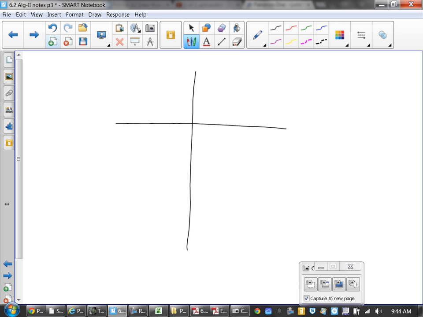Let's see. I want to do this one. Yes, that's an actual function.